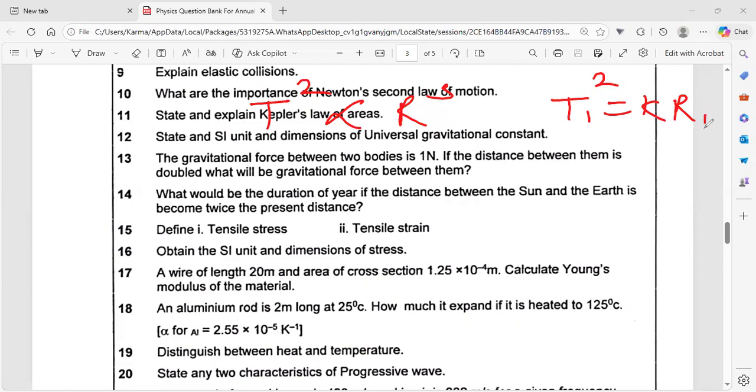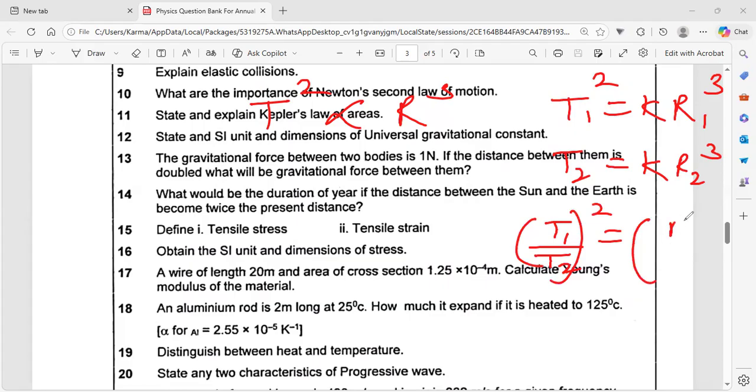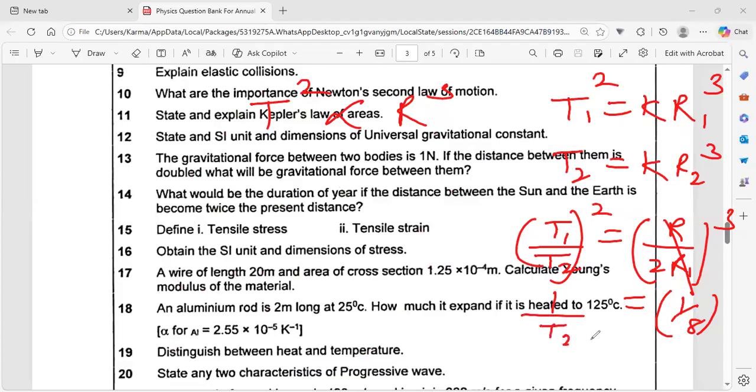T1 square by R1 cube equals T2 square by R2 cube. When the distance is doubled, twice, T1 upon T2 square is R1 upon 2R1 cube. R1 gets cancelled, 1/8. First it was 1 year, later how many years? T2 is going to be 8 years.